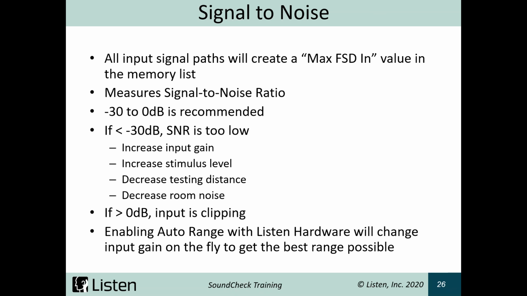For example, Amp Connect has up to 40 dB of input gain. If I ran a test with auto range on, SoundCheck would read my acquisition step and give me back the FSD value. Let's say it was minus 60. It would say, okay, well, I have 40 dB of gain I could add. It would apply that, rerun the acquisition, and give me the new waveform with the higher input gain.